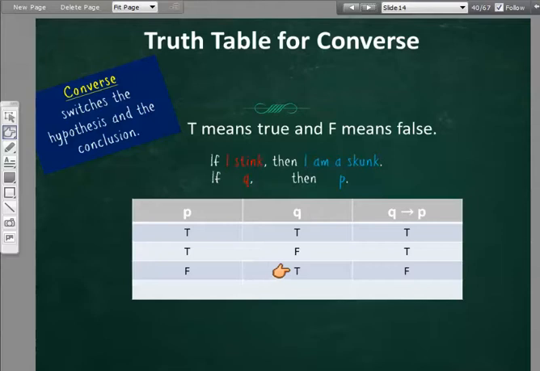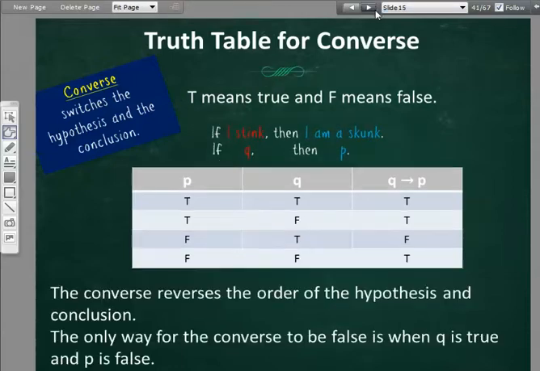Now, I stink, I'm not a skunk. Okay? I could be a human that stinks, so that's going to be false. And then the last one says, I don't stink, I'm not a skunk, and remember that's true because I could be a human that doesn't stink, or I could be a human that does stink. However, it's still going to be true.